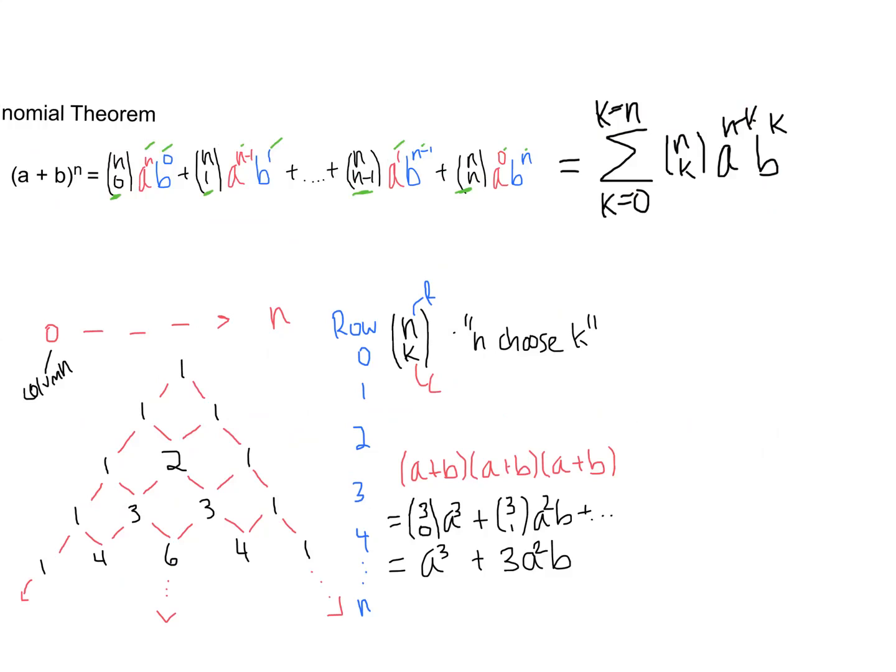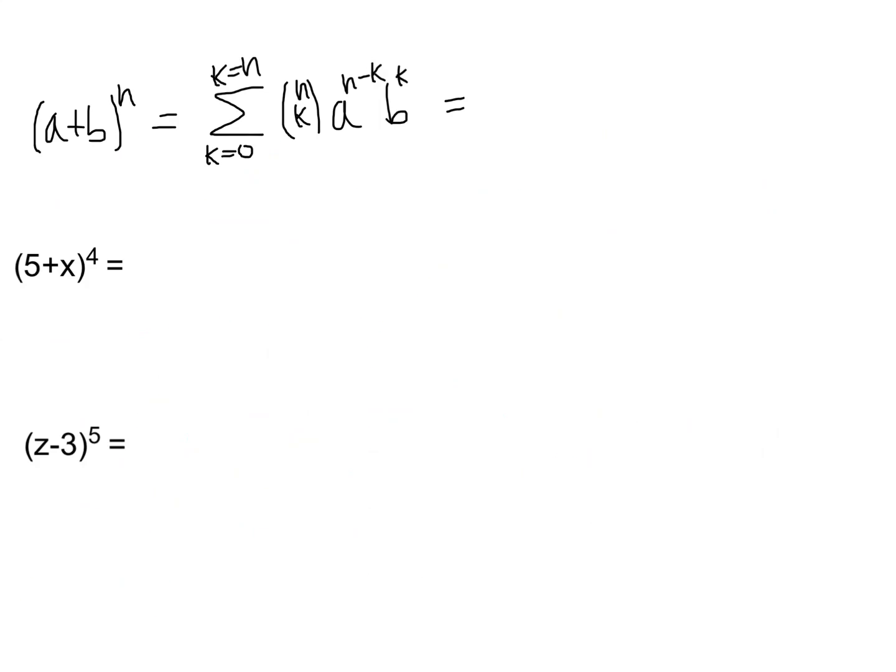Go ahead and pause the video, and think about what this would look like when k is 0, k is 1, k is 2, k is 3, and you'll notice that you're just adding up all the terms that we've already talked about. We're going to take a look at a couple of examples, and before we do that, I want you to practice using sum notation here to actually write out the expanded form of the binomial theorem.